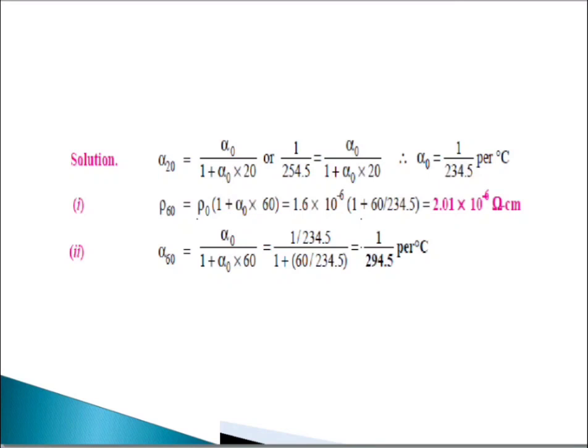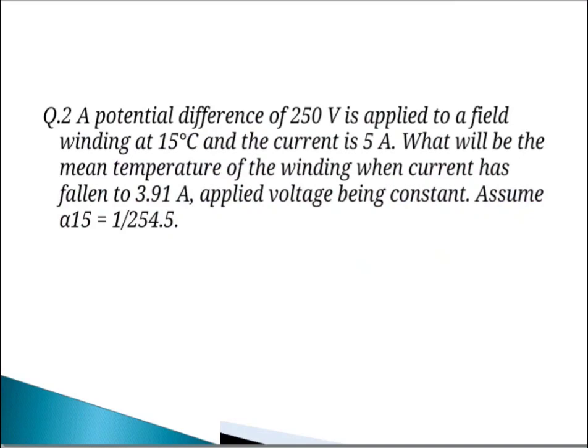Then the temperature coefficient at 60 degree Celsius: we have alpha 0 divided by 1 plus alpha 0 into temperature T. Here alpha 0 is already calculated, that is 1 upon 234.5, and temperature T is given. Put these two values into the equation and we get the temperature coefficient at 60 degree Celsius as 1 upon 294.5 per degree Celsius. Then we discuss the second problem.